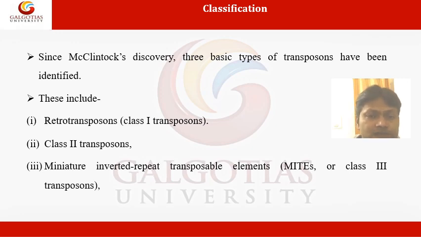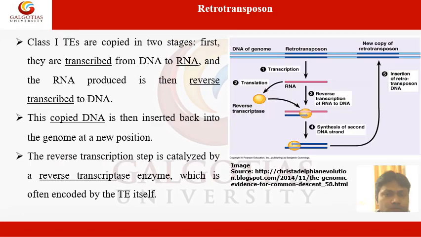Now we will discuss the classification. Since McClintock's discovery of the transposon, three basic types of transposons have been identified. These types are the retrotransposons, also called class 1 transposons. Second is the class 2 transposon, known as the DNA transposons. And the third one is the miniature inverted repeat transposable elements, represented as MITEs or class 3 transposons.